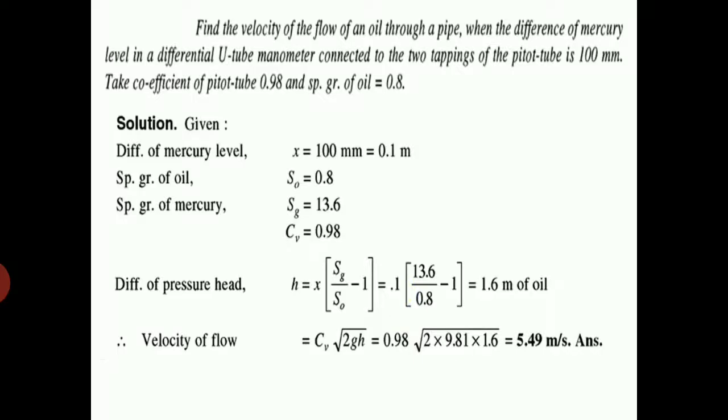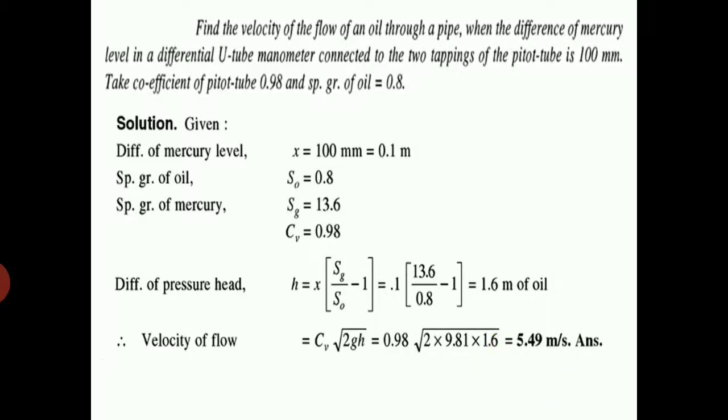The Sg value is 13.6, which is the specific gravity of mercury, and So is 0.8, which is the specific gravity of the liquid flowing through the pipe. Now we calculate h equal to 1.6 meter of oil. Substituting this in the equation v = Cv times the square root of 2gh, we get the value of the velocity as 5.49 meter per second.